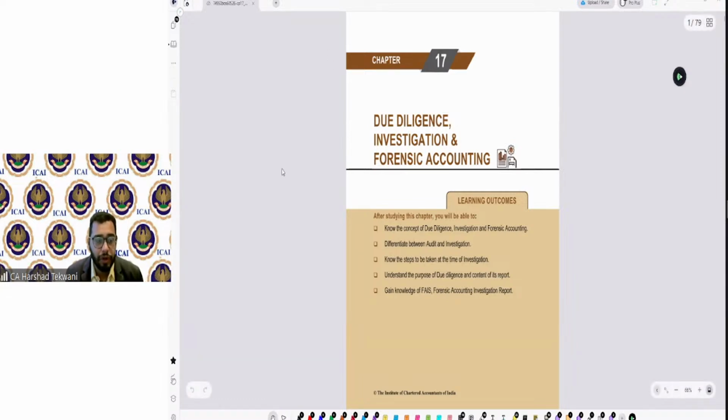Before I start the discussion on each of the topics, I want a quick difference between all the three from you guys. What do you understand by due diligence? What do you understand by investigation? And what do you understand by forensic audit? So you tell me what you understand by all these three terms. Come on, guys. Tell me what comes to your mind when you hear the term due diligence or investigation or forensic accounting. Come on.